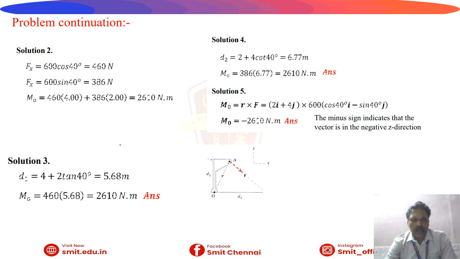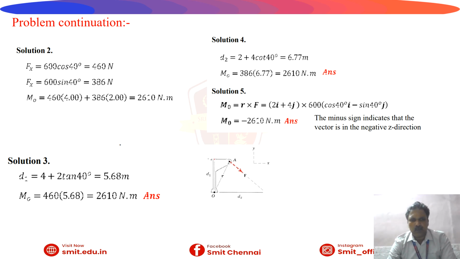We can use this formula, solution 2. Again we are solving by different methods. The same problem: we find Fx separately, then Fy separately, and multiply with the distance directly, and you get the value. That is one solution. Another one is solution 3. This is 4 plus 2 tan 40 degrees. This is also a totally different method.